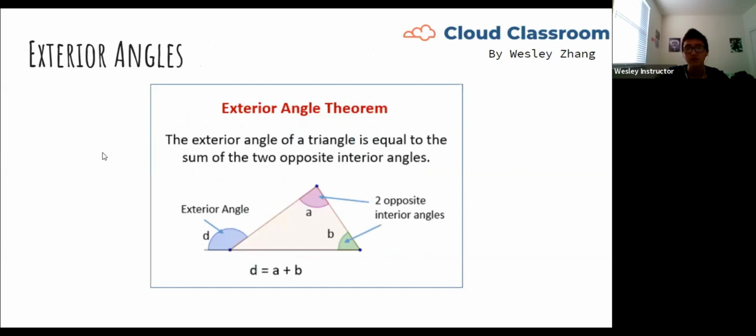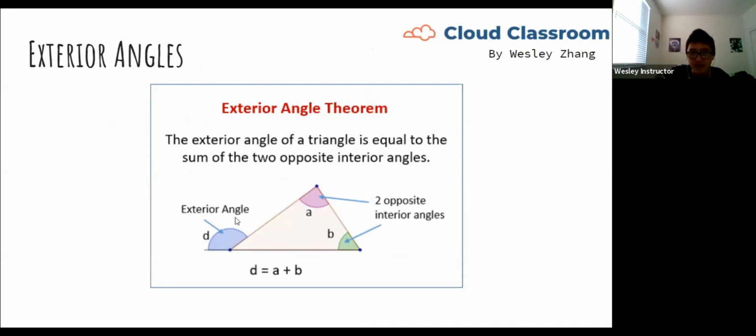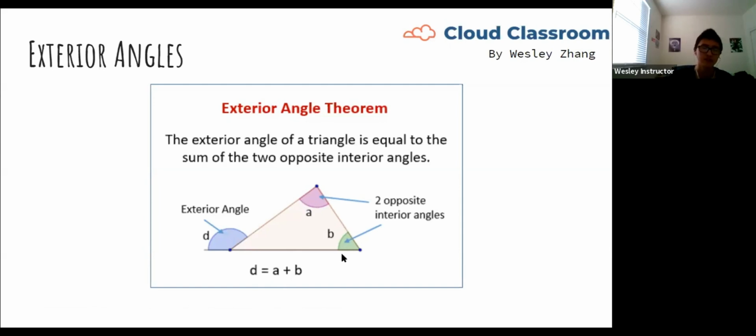All right, exterior angles. So here's the exterior angle theorem, another theorem for a triangle, but also applicable to other things. The exterior angle of a triangle is equal to the sum of the 2 opposite interior angles. Angle D is the exterior angle, and the two opposite interior angles are angle A and angle B. So this theorem states this exterior angle D is equal to the sum of angle A plus angle B. That's the exterior angle theorem.